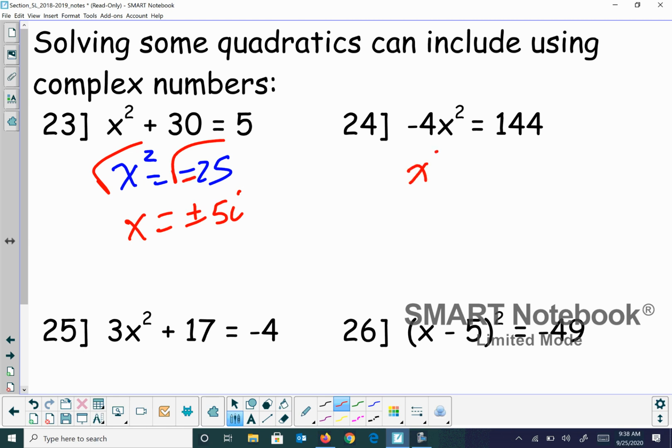Divide each side by negative 4. And so it's going to give me a negative answer. 4 goes into 144 36 times. Take the square root of both sides. Don't forget the plus minus. x equals plus or minus 6i.